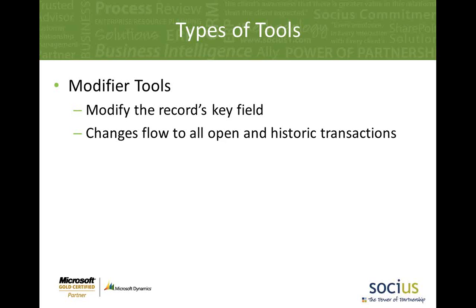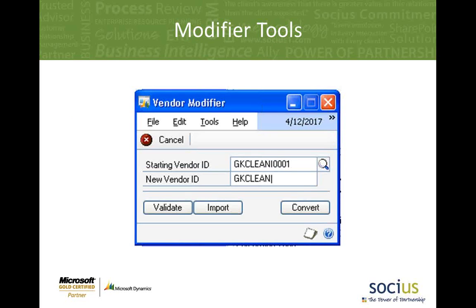Keep in mind that if you're going to make changes to these, the changes flow forward and backward. So they're going to apply, of course, to all future transactions, but they're also going to apply to open and historical transactions as well. So any data that you have for that record, let's say it's a vendor, it's all going to be affected by the modifier. And that's the example that we're going to use today, the vendor modifier.